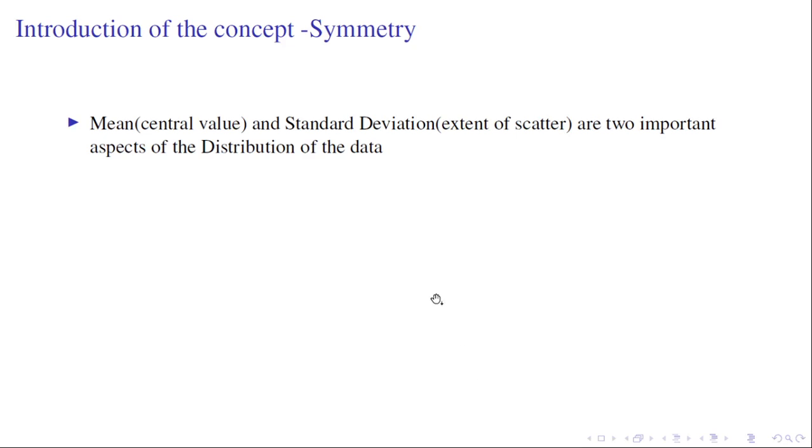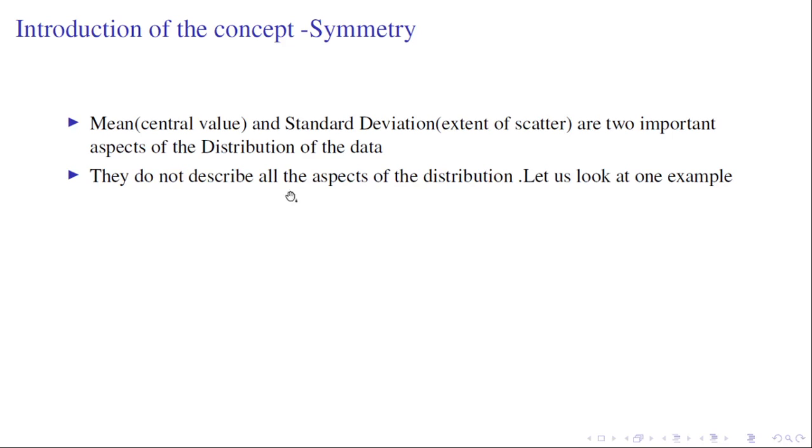Next one is introduction of symmetry. Look here, what is the need for symmetry? What is the need for going to another measure of describing the data? Here, mean and standard deviation. Mean is the central value, standard deviation is the extent of scatteredness, two important aspects of the distribution of data. They do not describe all the aspects of the data.